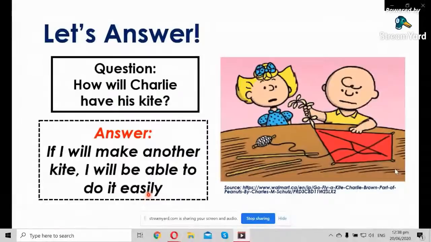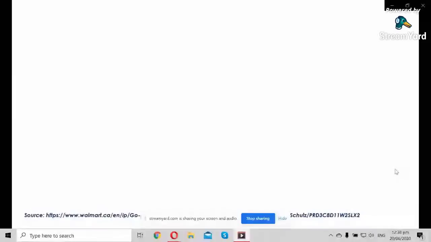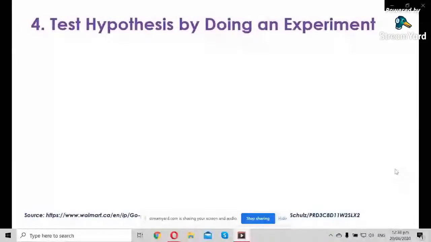Let's try if Charlie can really make a kite. This is interesting. Let's go. Now we have finally done with our first, second, and third. But before we go to our fourth, let's try to review. What is the first step? Great. What is the second step? Very good. What is the third step? Wonderful. And now we're finally on our fourth step of scientific method. This step is to test hypothesis by doing an experiment. Of course, we need to do an experiment for us to know if the hypothesis we chose can be answered by our experiment. And if it is true, let's try.